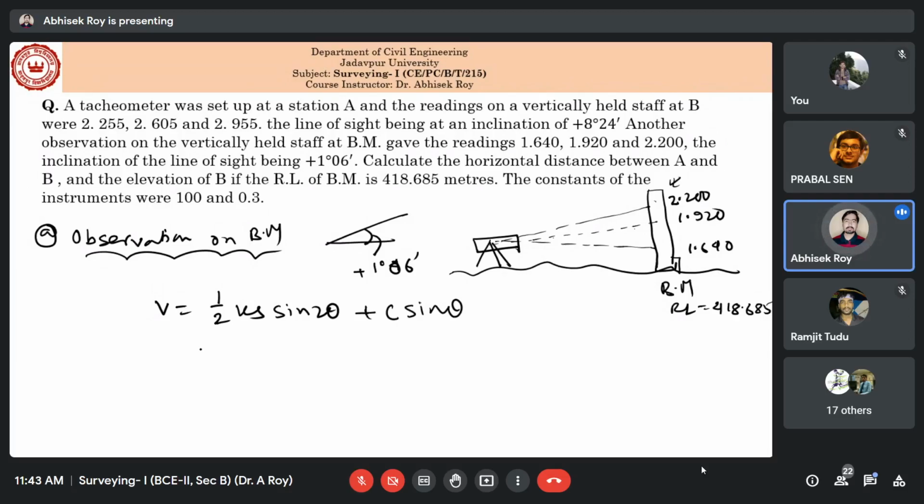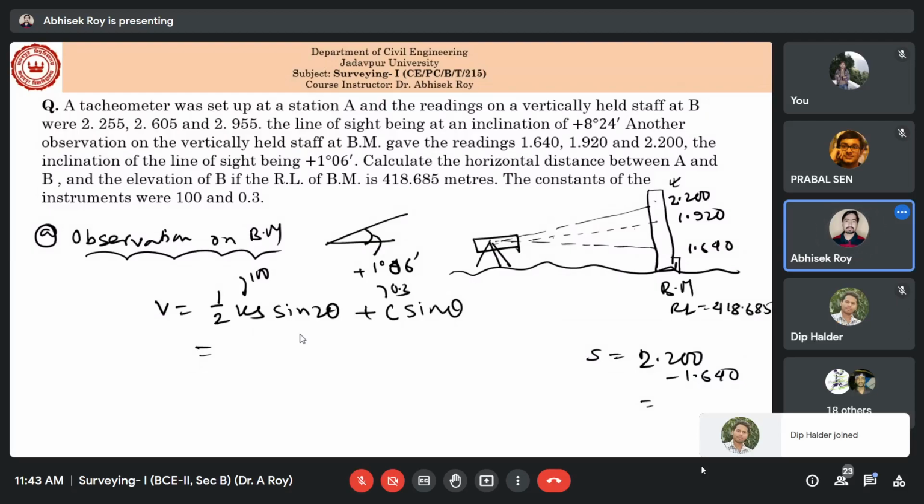You know the theta, so please calculate this V. You know the K, you know the S. S will be how much? 2.200 minus 1.640. Calculate the S, then put it in this equation. You know the K as 100, you know the C as 0.3, you know the theta, so you can calculate the sine 2 theta, sine theta and cos theta also.